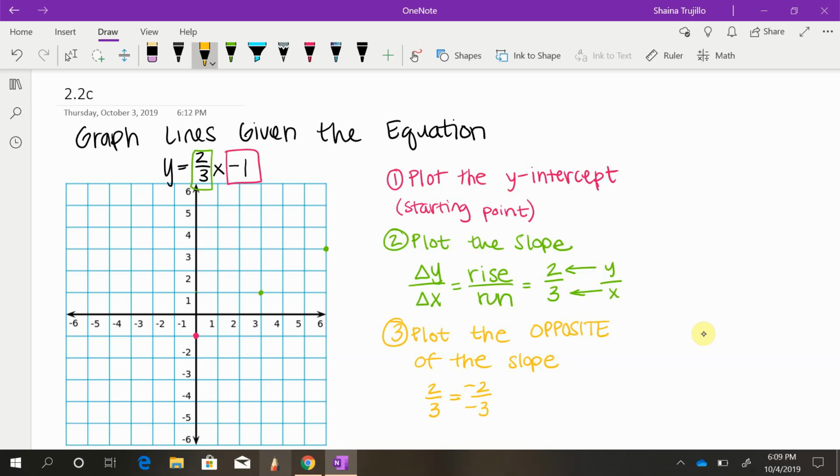Now I'm going to go down 2, 1, 2, and to the left 3. 1, 2, 3. I'm going to do the same exact thing one more time. Down 2, to the left 3.